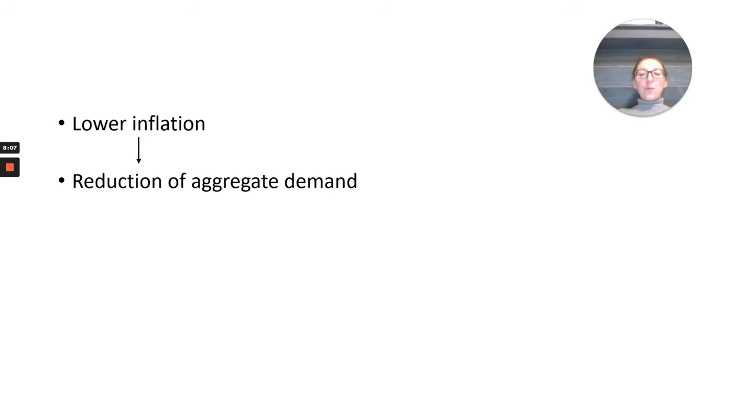But the other two components are consumption and investment, domestic consumption and domestic investment, which might be lowered by the central bank. Okay, so what can the central bank do to decrease consumption and investment?